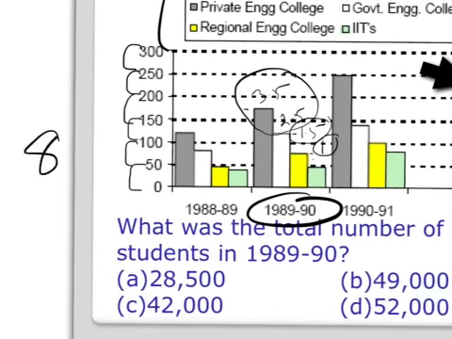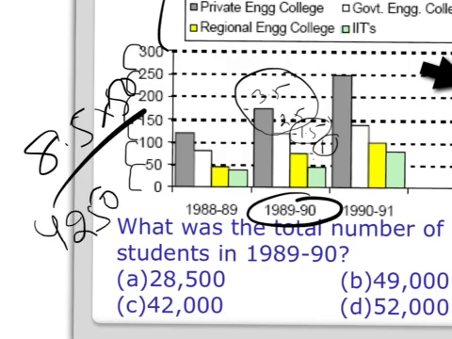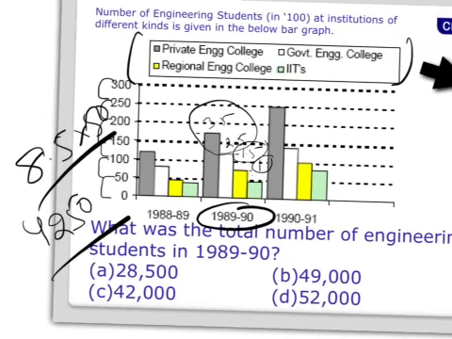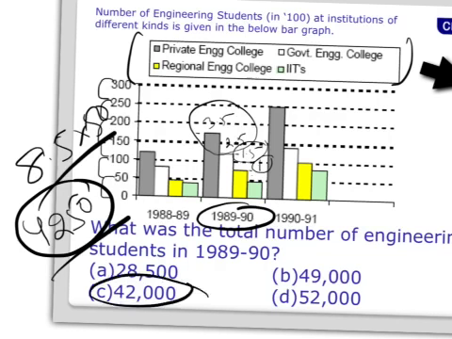The total of these blocks is 8.5, and one block is of size 50. So approximately 8.5 into 50, which is around 4250. Now each of them is a multiple of 1000, so 42.5 into 1000, approximately 42,500. How much time taken? 20 seconds.